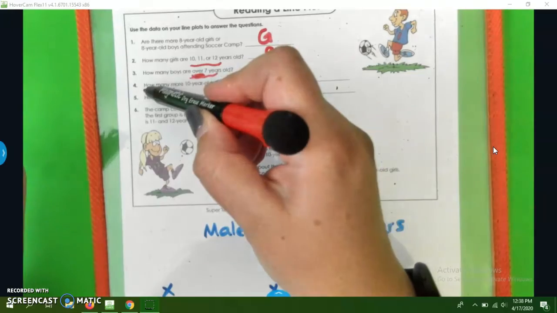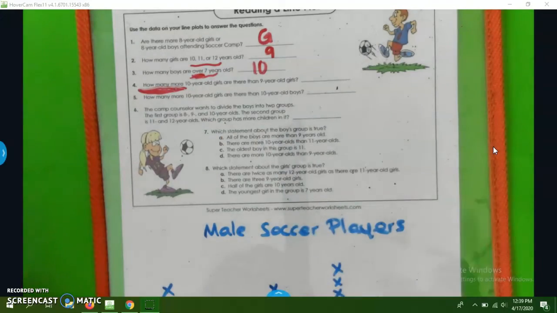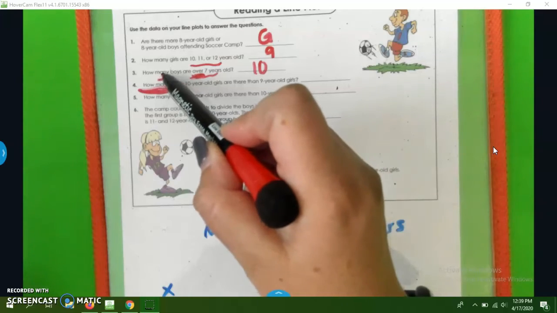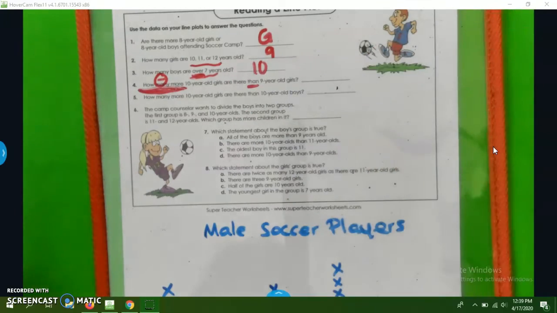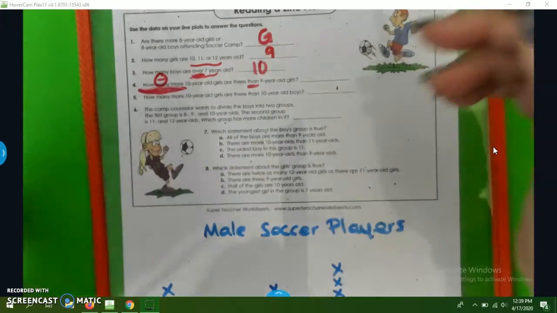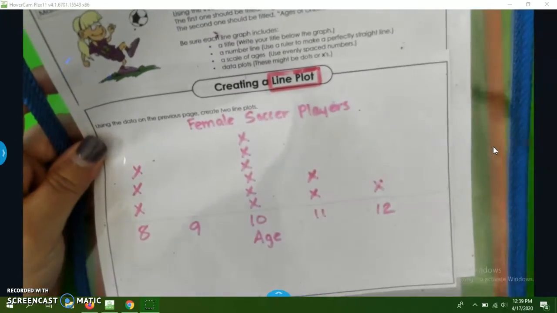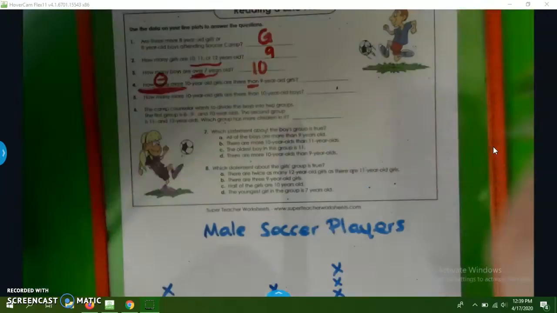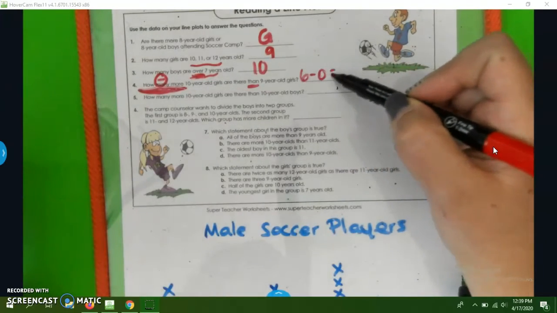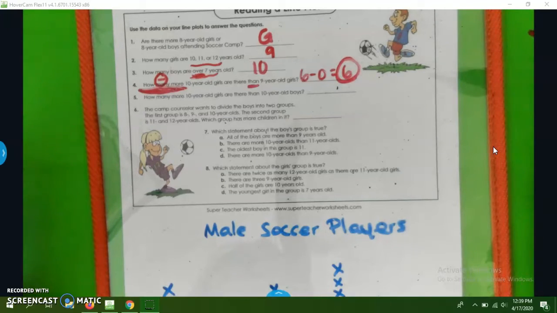How many more is a comparison word phrase that we saw a lot in different word problems. So how many more means I'm comparing, which in math means tell the difference. How many more 10-year-old girls are there than, another subtraction clue, 9-year-old girls? So we're going to take our 10-year-old girls and our 9-year-old girls and compare them. Well, there were no 9-year-old girls, and there were 1, 2, 3, 4, 5, 6 10-year-old girls. So how many more would be 6 minus 0? There are 6 more 10-year-old girls than 9-year-old girls.